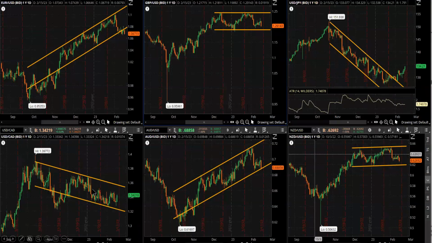I don't get excited about buying dollar Canada up here in the 130s, but this is a flag formation. If I'm going to trade it, I'm going to trade the range until we break out of the range. The Aussie is at the lower end of the channel. We could break down, or we could pause here and start to move higher. And the New Zealand dollar is trading sideways.